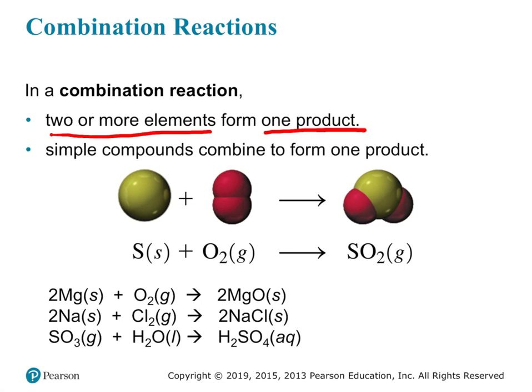Now, you could also have 2 or more simple compounds that are combining to form 1 product. So, as an example down below, we have a compound, SO3, reacting with H2O, water, and then that produces H2SO4, which is sulfuric acid. And then there's a couple of other examples listed here. You'll also notice that some of these examples have coefficients, which are balancing the chemical equations.